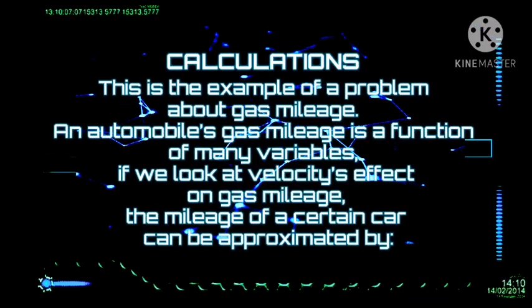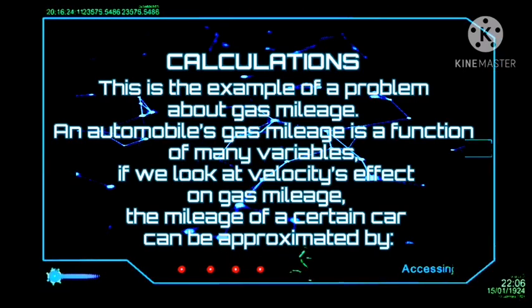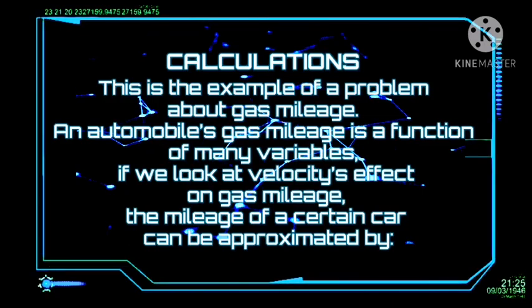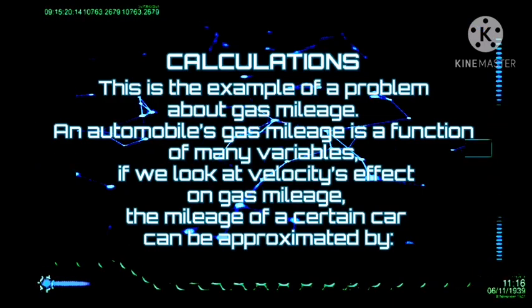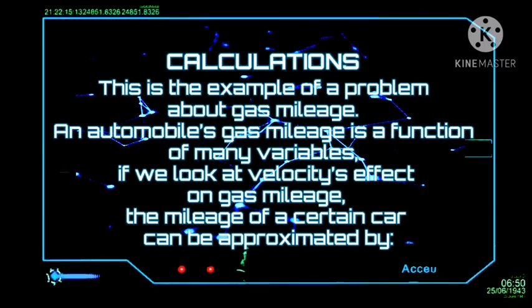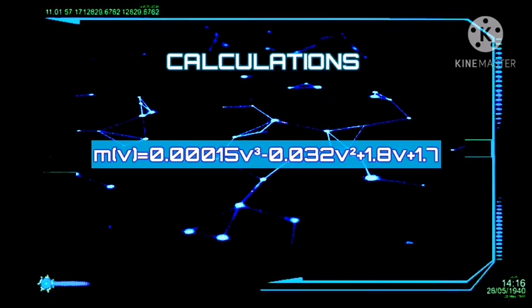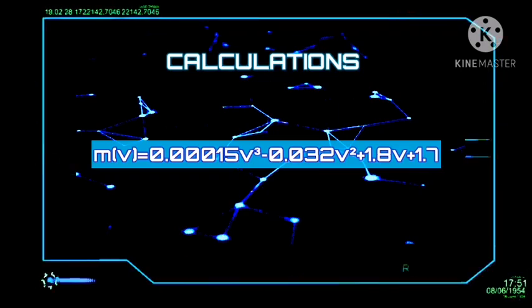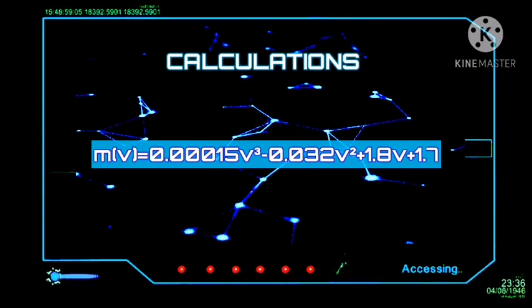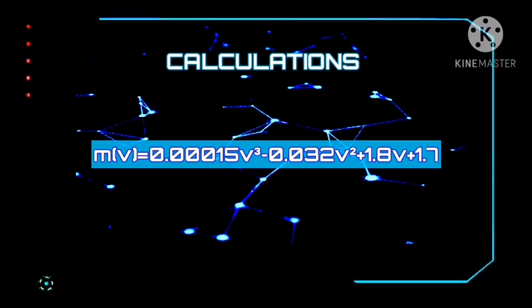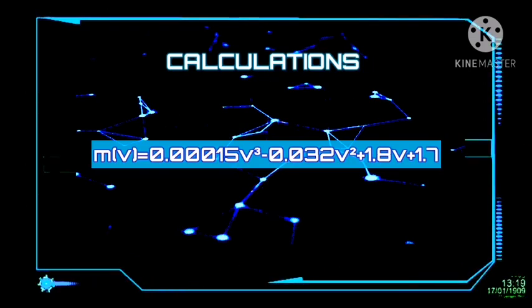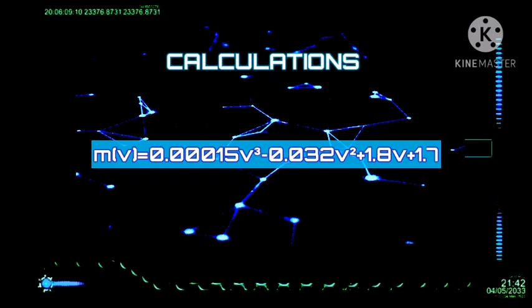This is an example of a problem about gas mileage. An automobile's gas mileage is a function of many variables. If we look at velocity's effect on gas mileage, the mileage of a certain car can be approximated by m(v) equals 0.00015 v cubed minus 0.032 v squared plus 1.8 v plus 1.7, where v is the velocity.